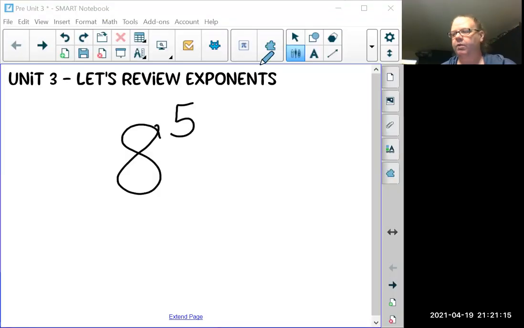Okay, so we have finally reached Unit 3. We're going to do a little review of exponents. Some of you might get this and be able to fly through it, and some of you might be seeing this for the first time. So let's do this quickly.